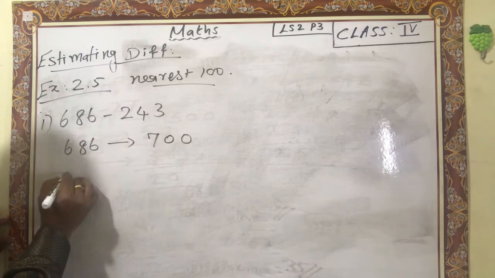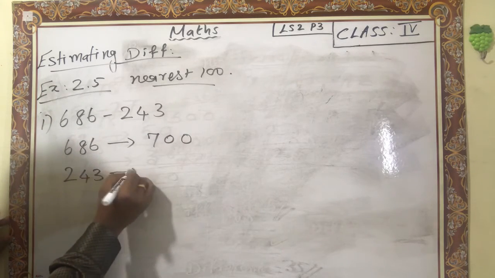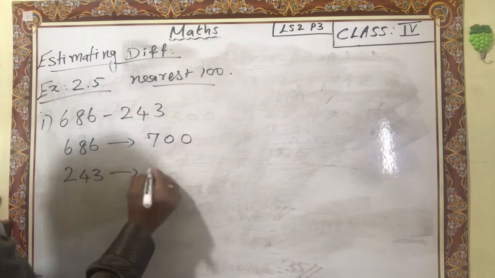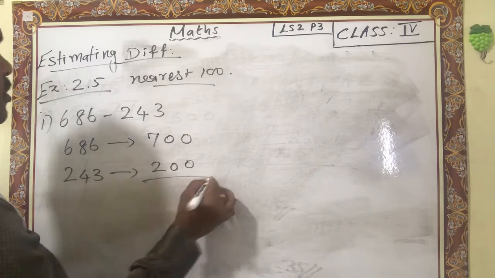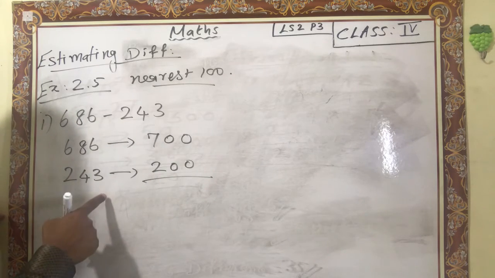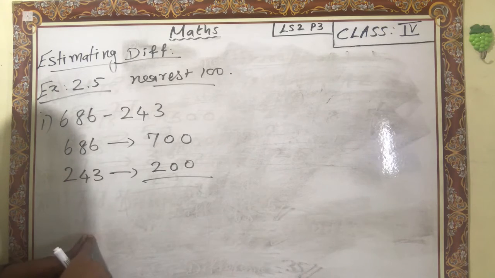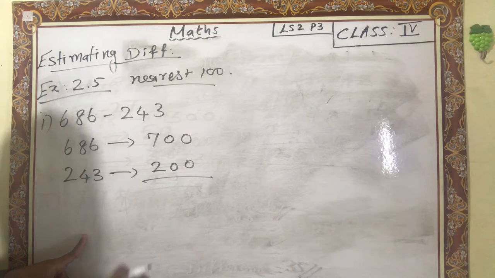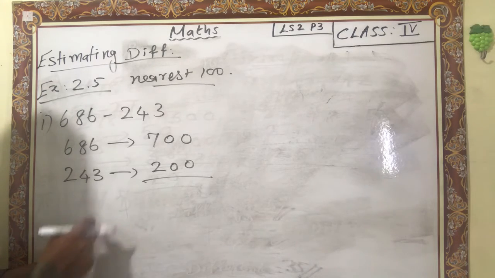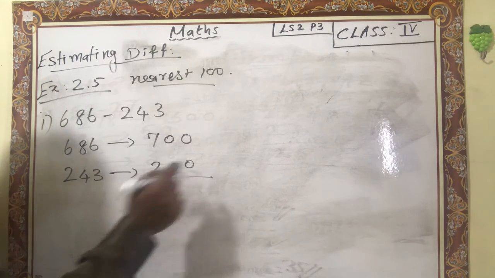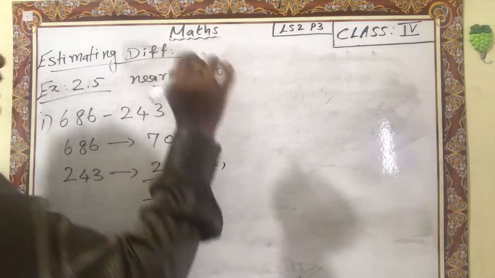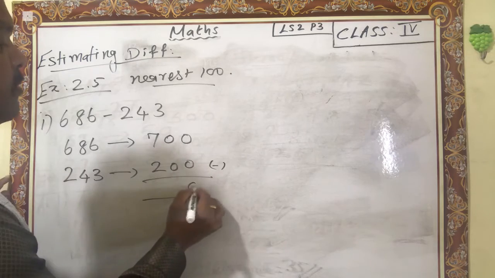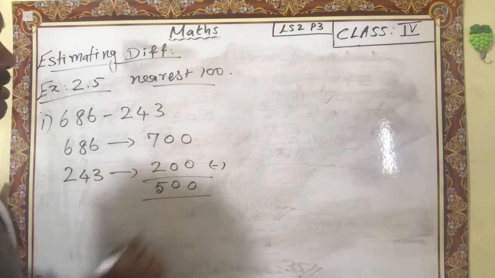Okay, 243. What will be the nearest 100? 200. How? 200 is here, 300 will be here. The mid number is 250. If it is less than the mid number, less than half, you have to take the previous number. So 200. Subtraction. 700 minus 200 is 500.